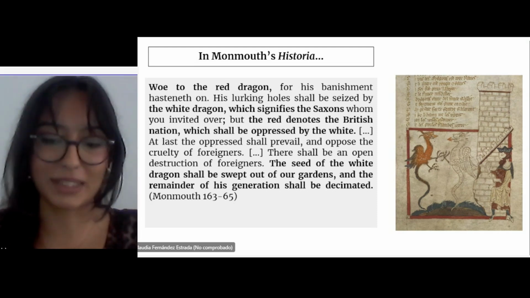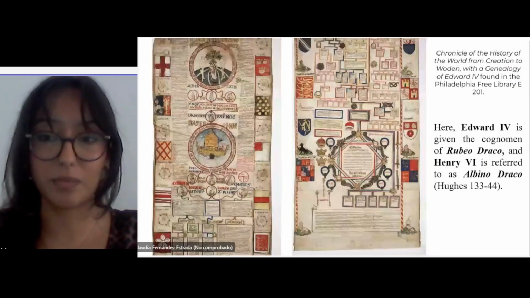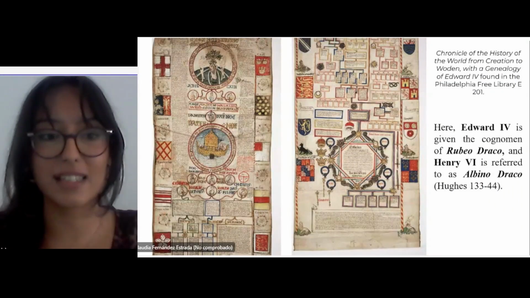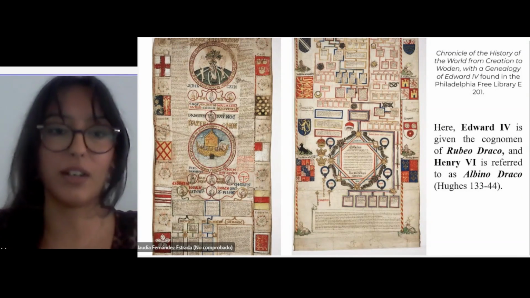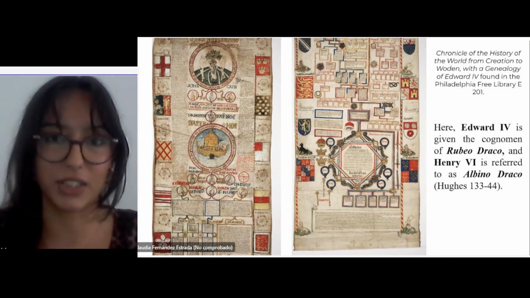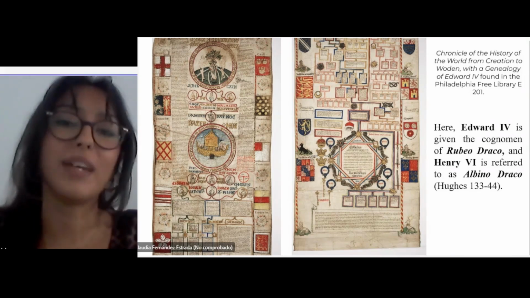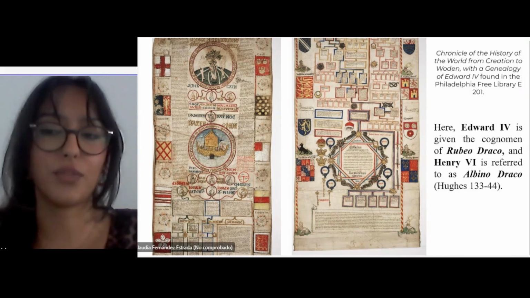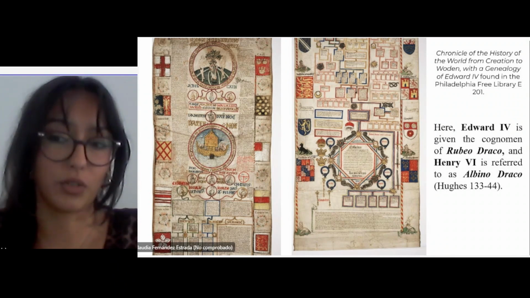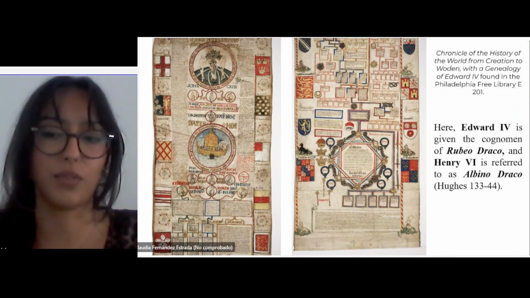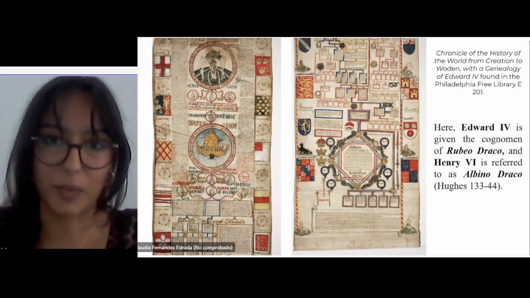So that's what they did. And so much so that in this roll right here is a genealogy, and as you can see, it is absolutely beautiful. In this genealogy, Edward IV is given the cognomen of Rubio Draco, and Henry VI is referred to as Albino Draco. So there you go.